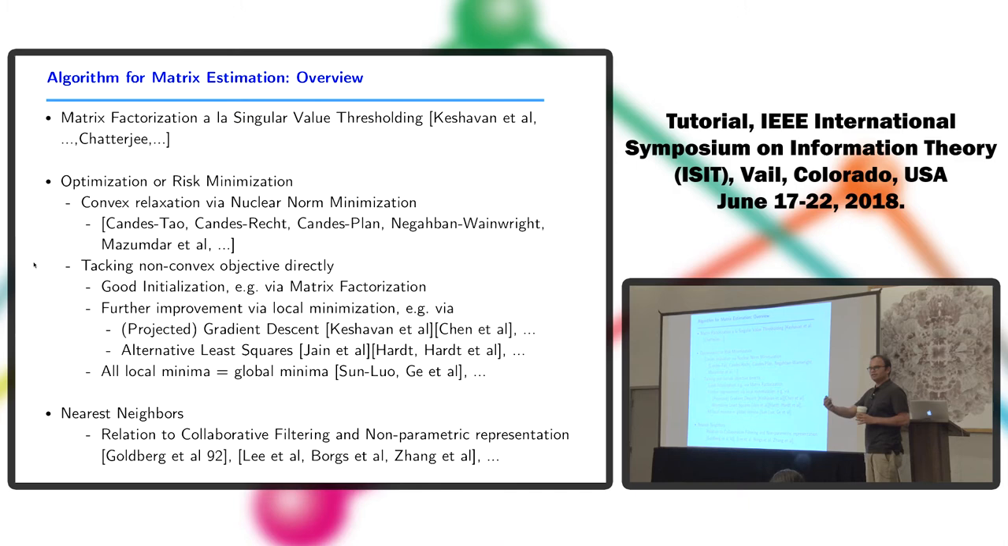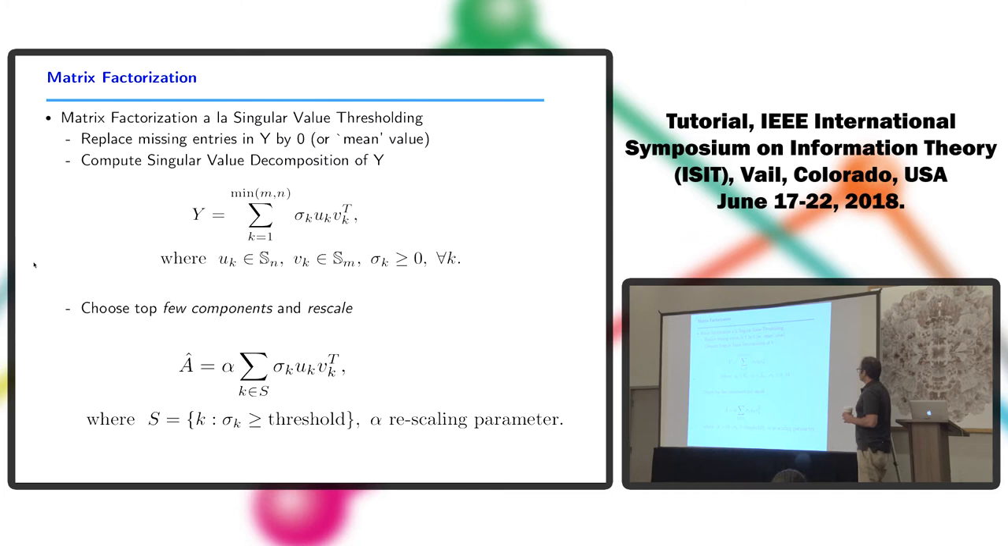All right, so the first algorithm is matrix factorization. At the end of the day, you have a matrix. Even though it's noisy, it's a matrix, so you can do matrix factorization, you can do singular value decomposition. The way you would do it is you have the matrix Y that you have observed. Replace all unobserved entries by zeros or something else, but for this tutorial, we'll always think of it as replaced by zero.